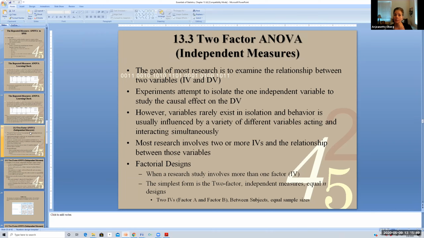And then I'm going to wrap up here, and we're going to come back and have a follow-up video looking at a two-way ANOVA or a two-factor ANOVA. Okay, take care. I'll see you in lab.